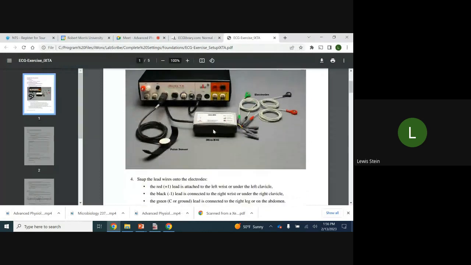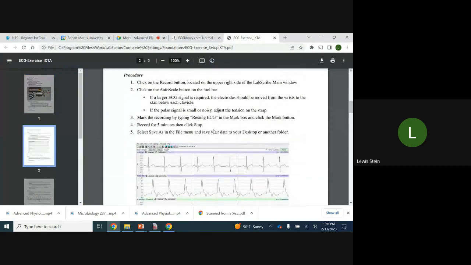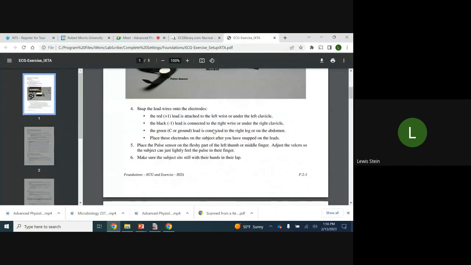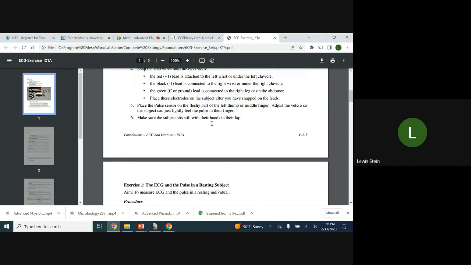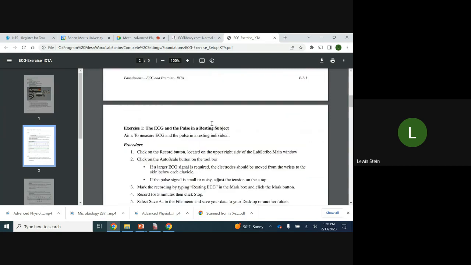So here's where we have the basic setup, and hopefully we'll get it to work. We just want to basically get this where these are. All you need to do is put a red on the left wrist, it doesn't really matter, black on the right, and green almost anywhere else, abdomen, down your leg. So somebody can bring a chair over and sit here. And that's all we've got to do. We don't have to really do the pulse sensor. We could do it. It's not a big deal. But I can do the pulse.